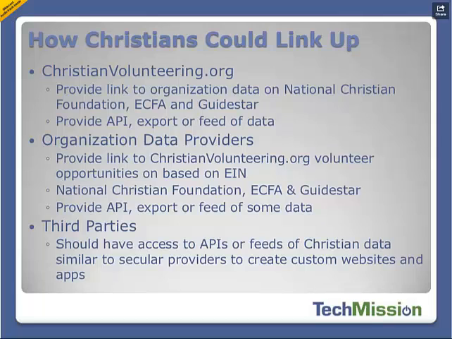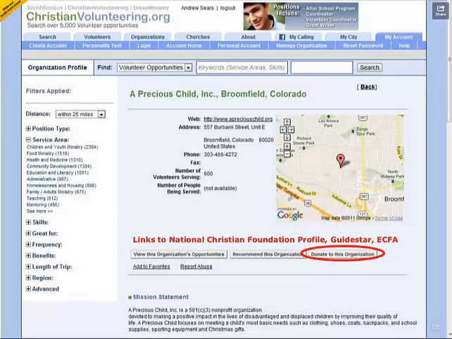And then what we'd love to have happen is to see third parties have access to APIs or feeds of Christian data, similar to the way secular providers are providing, so that Christian groups can create custom websites and apps. So just a picture of what that could look like. Right now, at Christian Volunteering, we have an organizational profile that shows information about an organization, and you can click to view that organization's volunteer opportunities. Right now, we have a button to donate to the organization, and that uses their employer identification number to link into Network for Good.